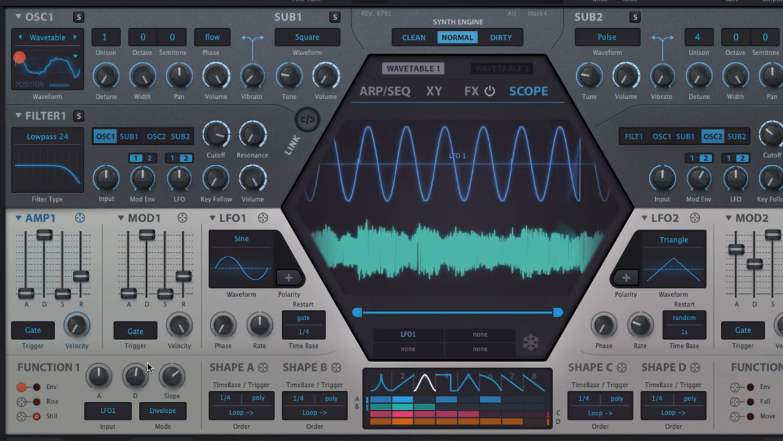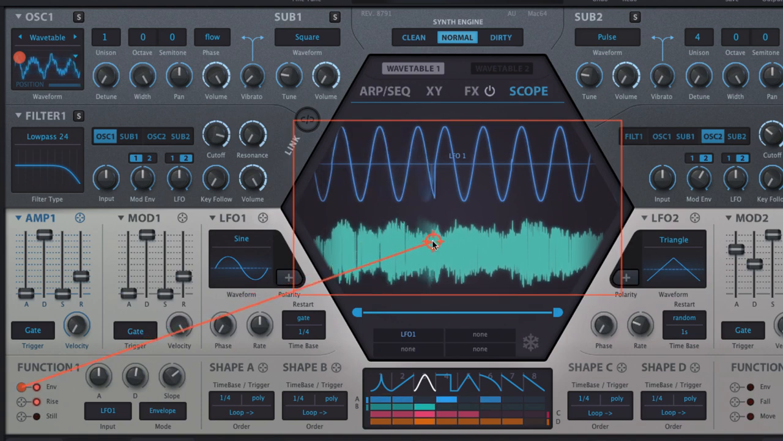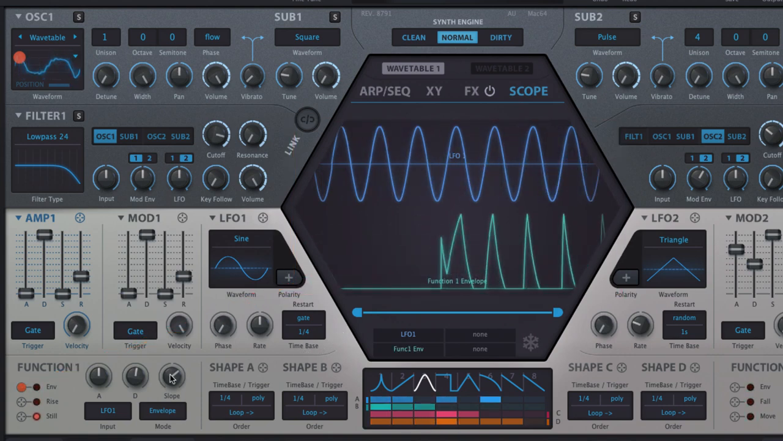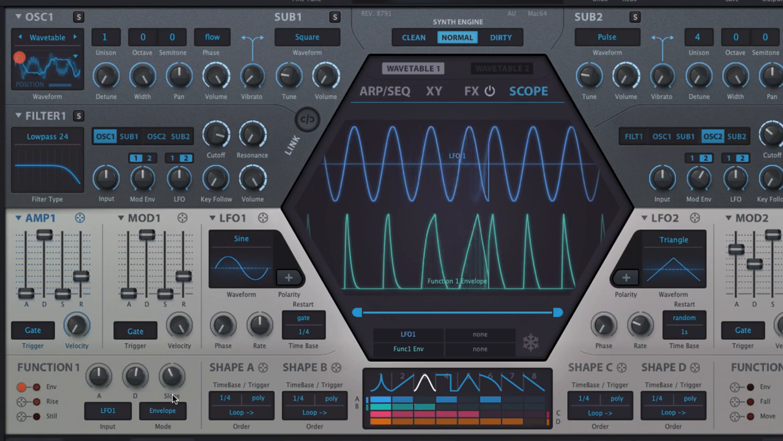All those outputs can get quite confusing, so it's a good idea to route them to the scope as needed in order to clearly see the signals being generated by them. See the scope video for details.